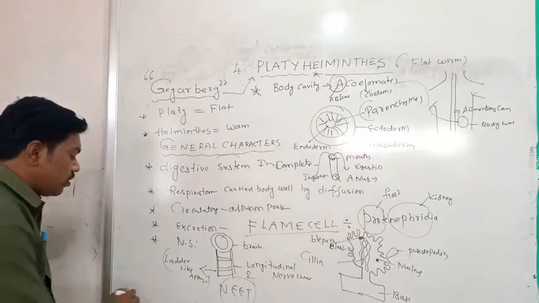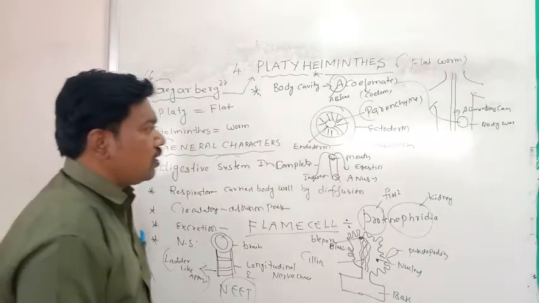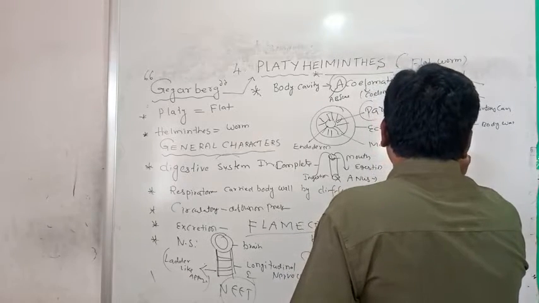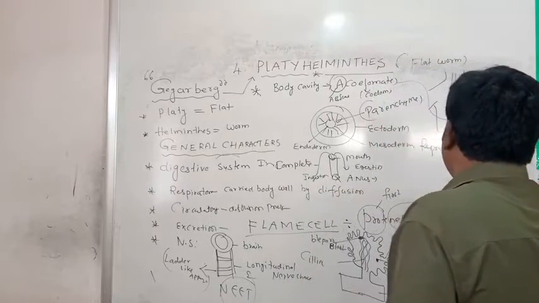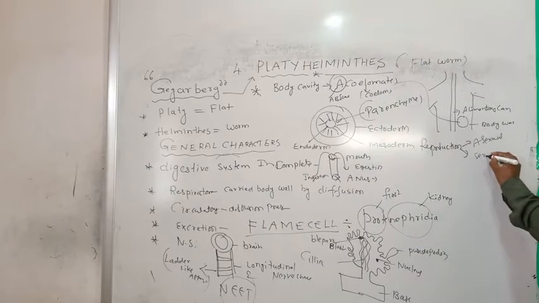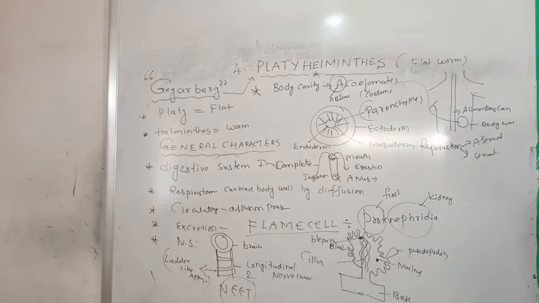And what about the reproduction? Reproduction is carried out by two methods: asexual reproduction and sexual reproduction. Asexual reproduction is carried out by which process, beta? Fission process, or budding process. And sexual reproduction is carried out by the mating of male gamete and female gamete.